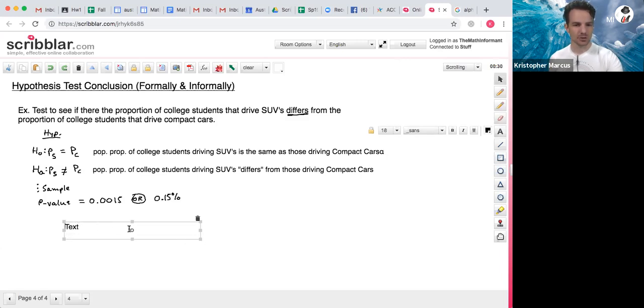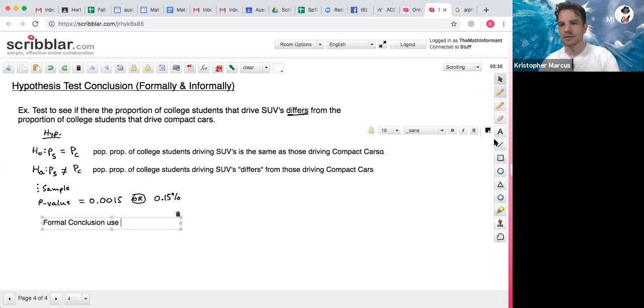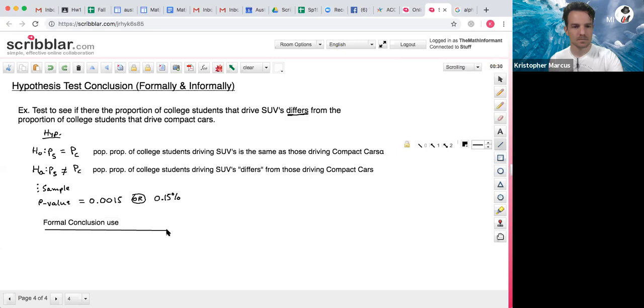Now, the two ways that were mentioned in the other videos on how to conclude, you can either make a formal conclusion or an informal conclusion. So for the formal case, we need to use some value of alpha. So let's make a formal conclusion, and maybe we'll use alpha equal to 0.1. Let's start off with that and just get a feel for how this would work.